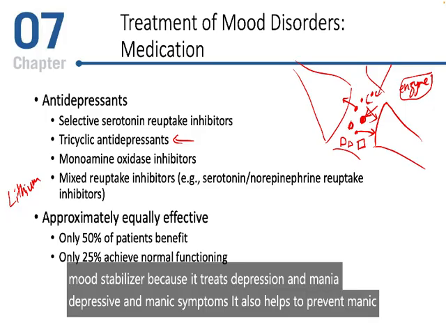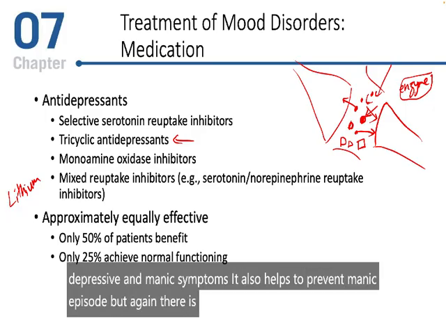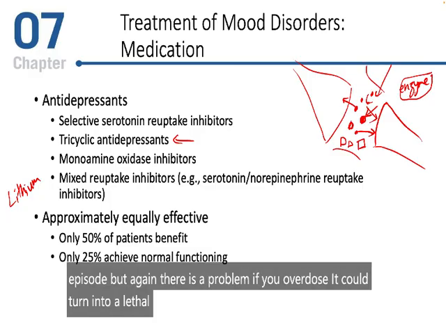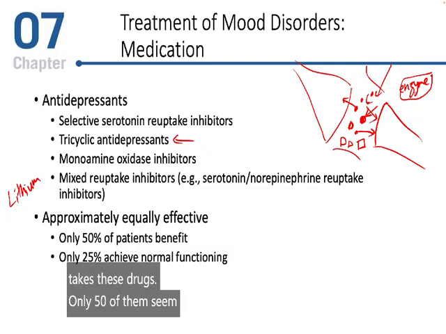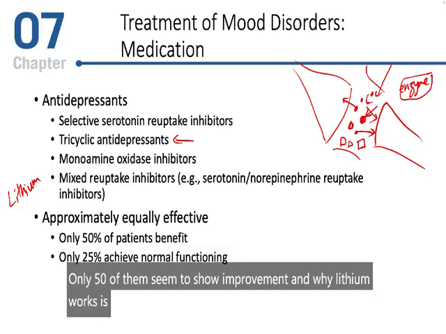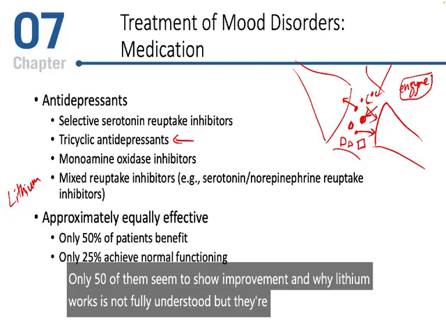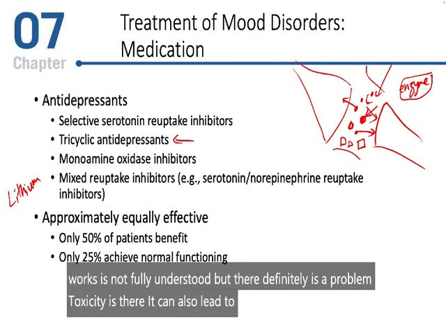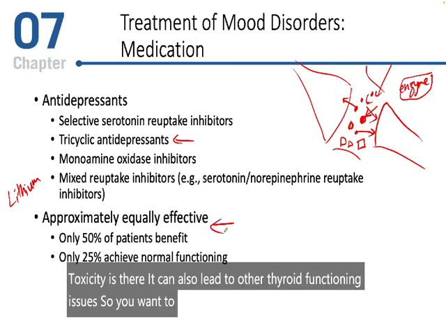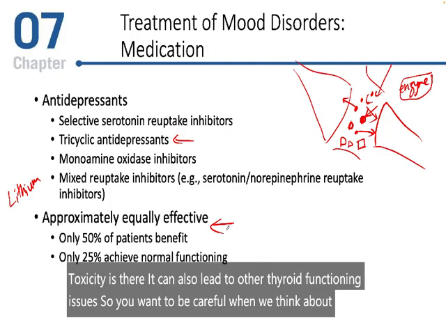But again, there is a problem. If you overdose, it could turn into a lethal response. And if 100 people take these drugs, only 50 of them seem to show improvement. And why lithium works is not fully understood, but there definitely is a problem. Toxicity is there. It can also lead to other thyroid functioning issues. So you want to be careful when we think about using any of these drugs.